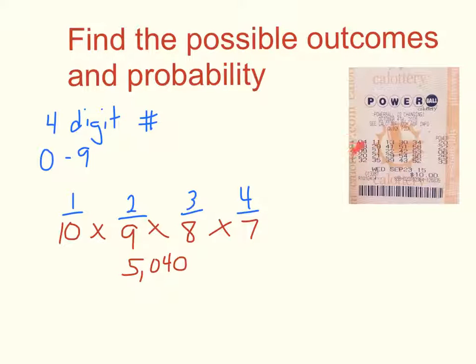Now you have to figure here, take a look, they're using such big numbers, there's so many possibilities that the probability of hitting these numbers is going to be astronomical. So when we know how to calculate the possible outcomes, we can find the probability.